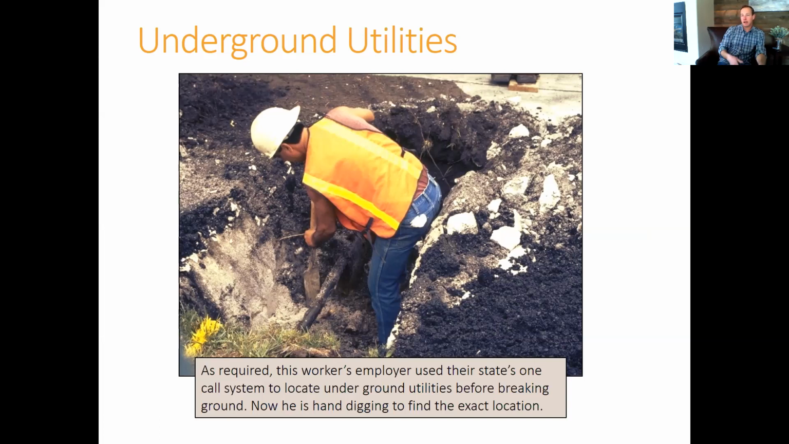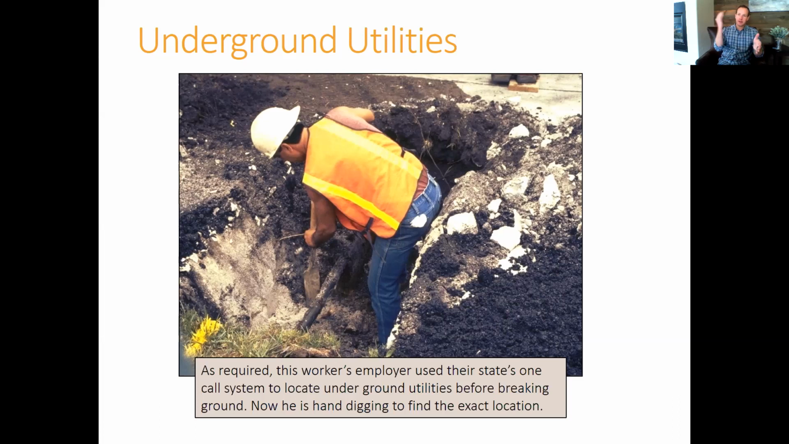So you'll have a blue line on the ground. That's water. You have a red line on the ground. That's electrical. You have an orange line on the ground. That's communications or fiber optic. If you have a purple line on the ground, that's reclaimed water. If you have a green line on the ground, that's sewer. So all of these things get marked out on the ground, and it's the responsibility of the person doing the excavation to make sure that they don't hit those.